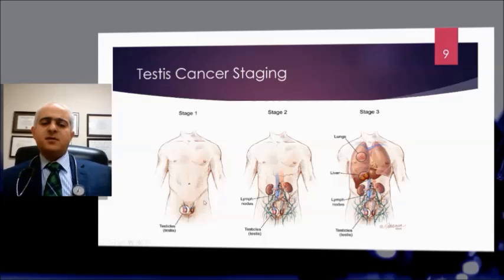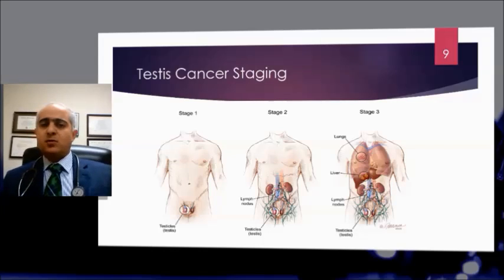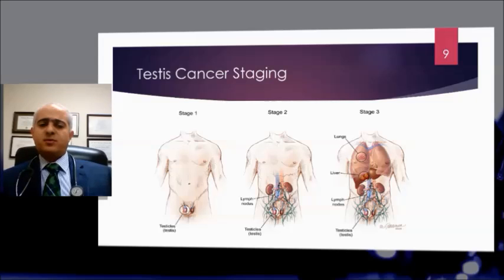Now, if the tumor markers stay high after removing the testicle, or they keep going higher, or they don't really go back to normal, we call that stage 1S. The letter S is from the serum tumor marker being still elevated, and that means there's still some cancer hidden in the body, most likely in the belly, and in that case we will need to use chemotherapy.